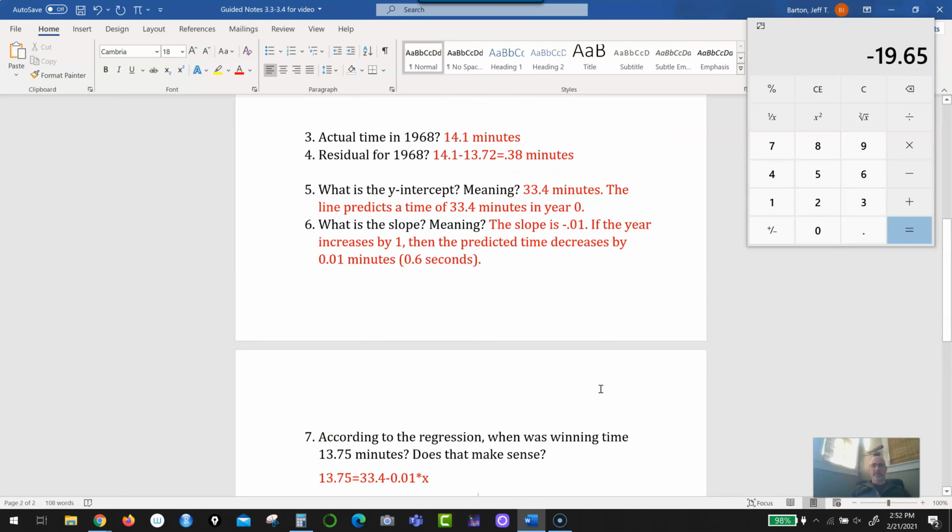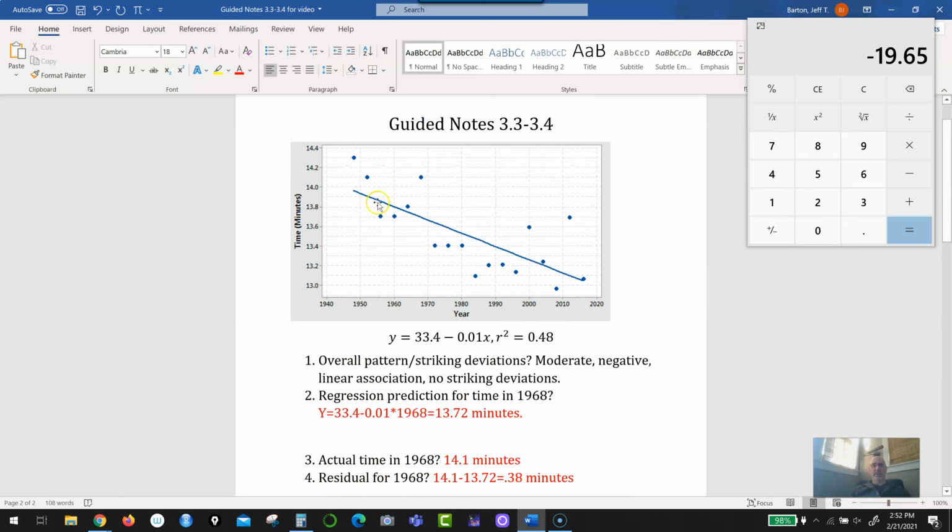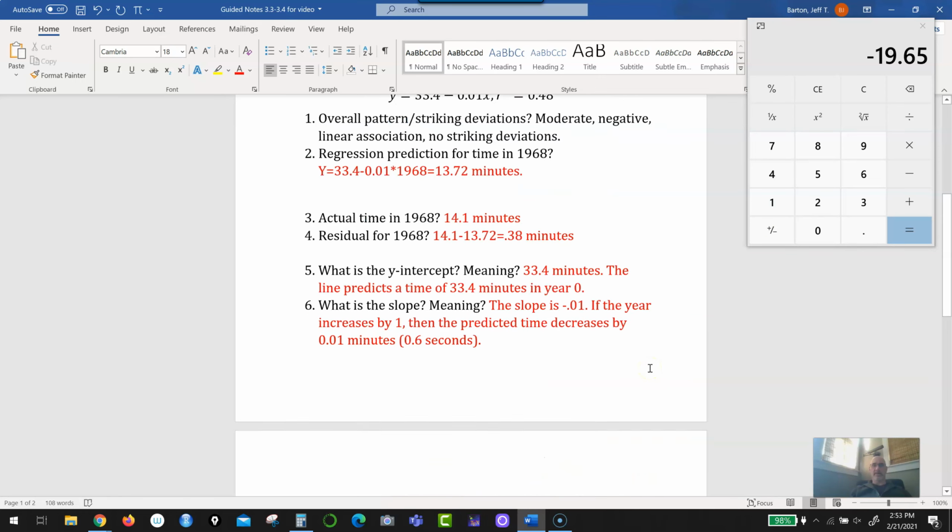All right, does this make sense? Well, I think it does. We already kind of looked at the graph. 13.75 is right about there. It looks like it hits a little before 1968. So somewhere around 1965 would be that year.